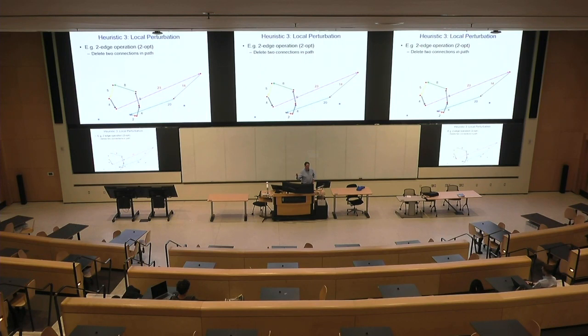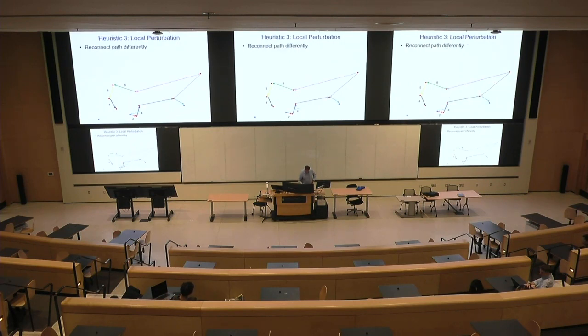You try to make this code fairly fast, and what you can do then is just try lots of perturbations. So my code tries, say, this perturbation. It makes those 2 edges go away, and then it has to reconnect things in a different order. So let's say it reconnects the path in this way.